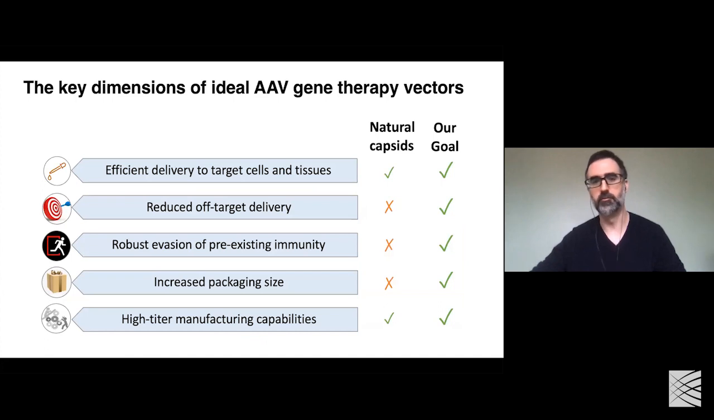There's the immune system, which we would like to avoid activating. There's the packaging size, which is somewhat limited because AAVs are one of the smallest viruses, with a 4.7 kb limit on the packaging size. And there's the manufacturability. Again, it works today because there are clinically approved gene therapies, but it could be better, and certainly we don't want to make it worse. So our goal here is really to improve these properties, but also to improve them in combination.